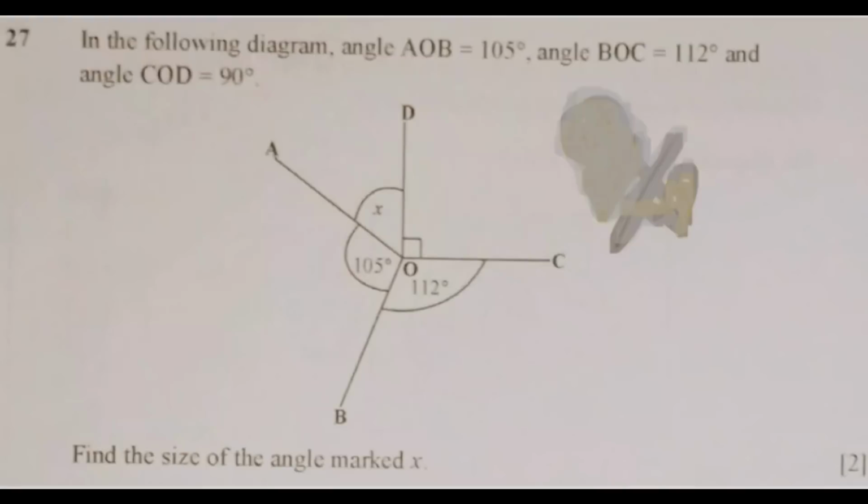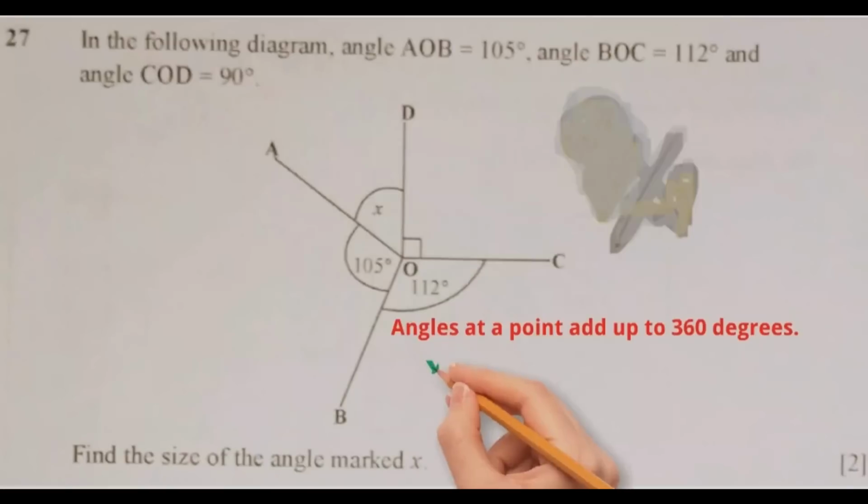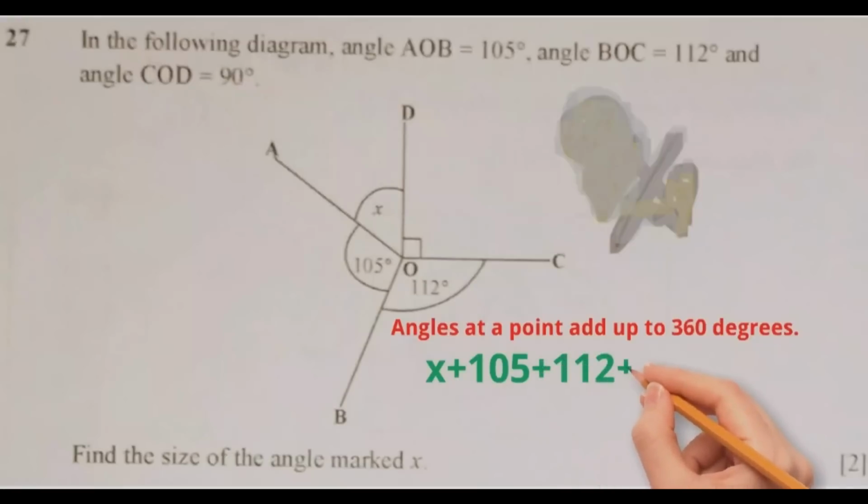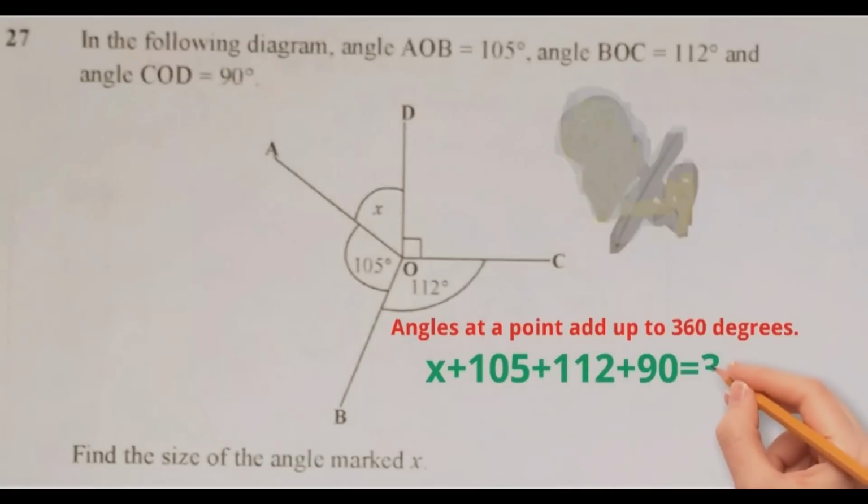To find the value of that angle, we're going to use a property: angles on a point add up to 360 degrees. So we come up with an expression like this: X plus 105 degrees plus 112 degrees plus 90 degrees is equal to 360 degrees. Then I add up the three given angles. 105 degrees plus 112 degrees gives 217 degrees, plus 90 degrees gives 307 degrees.